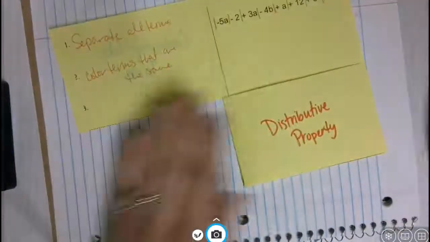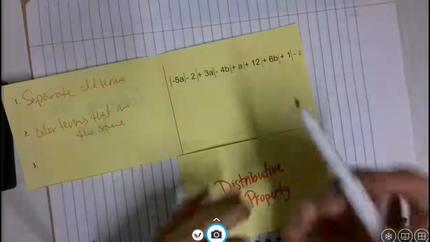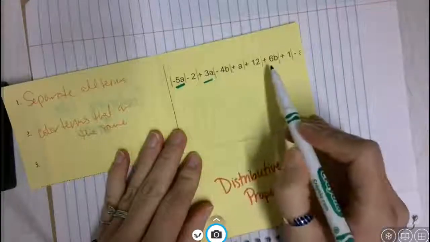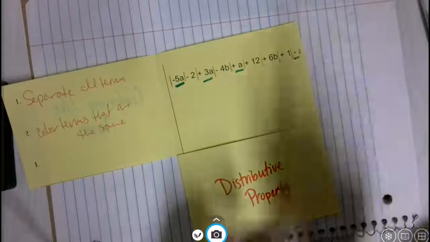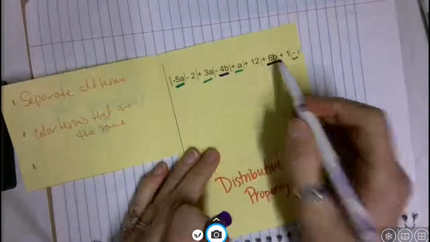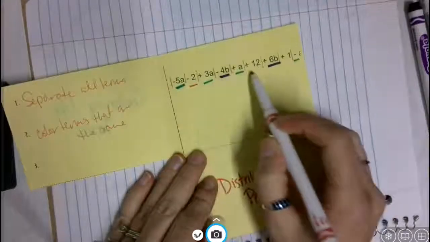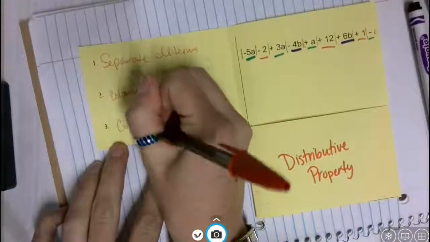And that's where our different colors are going to come into play. So I see I have some A's, some B's, and some what we call constants that don't have any letter with them. So I'm going to color anything with an A green, and anything with a B purple, and anything without a letter is going to be red. Okay? So then our final step is we're going to combine those terms that need to go together.